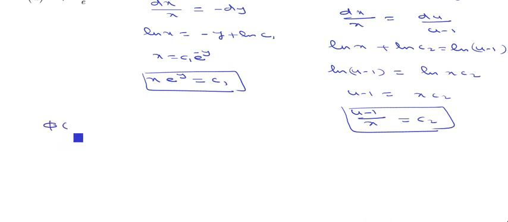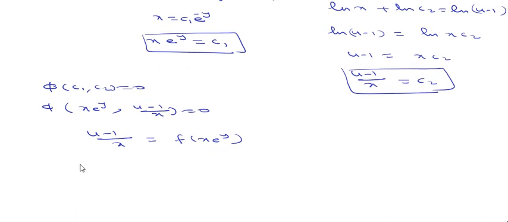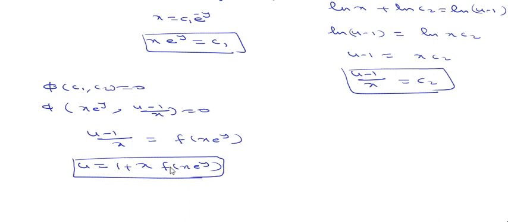So the solution is given by phi of c1, c2 equal to 0. That is phi of x e power y, u minus 1 by x equal to 0. So u minus 1 by x equal to some f of x e power y. When we simplify, we get u equal to 1 plus x f of x e power y. So we need to find this function f.